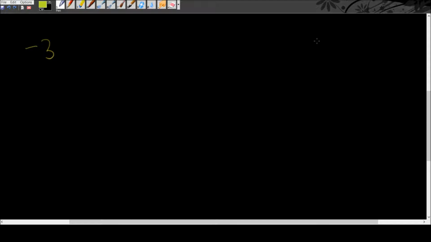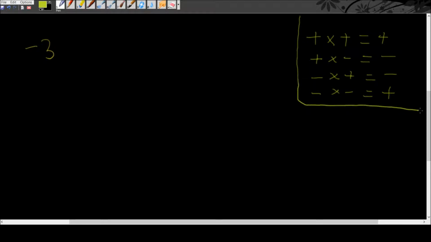Okay, so in a box here, we're going to quickly write down the rules. A positive times a positive will give you a positive. A positive times a negative will give you a negative. A negative times a positive will give you a negative. A negative times a negative will give you a positive, surprisingly. Okay, so that's our little box that we've got here, guys. So let's go and see what we get.